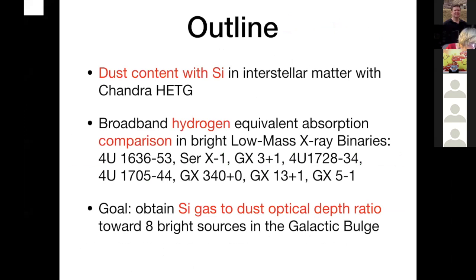Knowing the dust content with silicon in the interstellar matter is necessary to understand the heating and cooling process in the interstellar medium, which dominates the star formation rate in our galaxy. We use Chandra HETG data to measure the broadband hydrogen column density in these bright, low-mass X-ray binaries. The goal is to obtain the silicon gas to dust optical depth ratio towards different lines of sight in the galactic bulge.